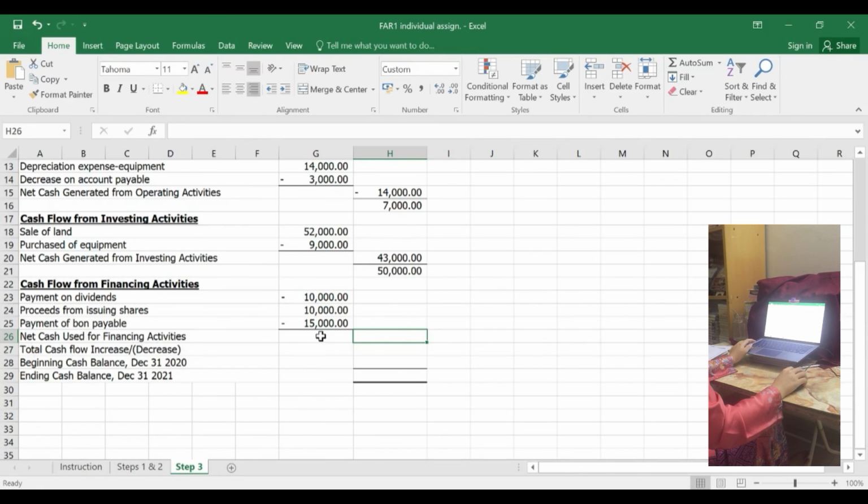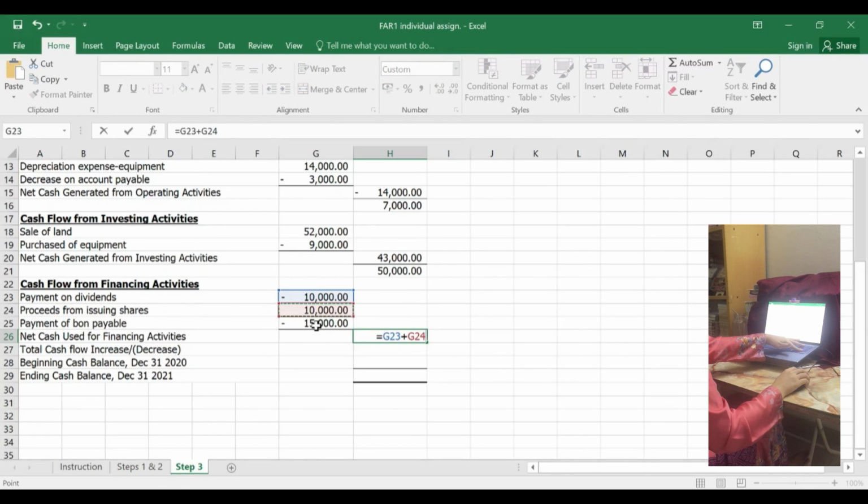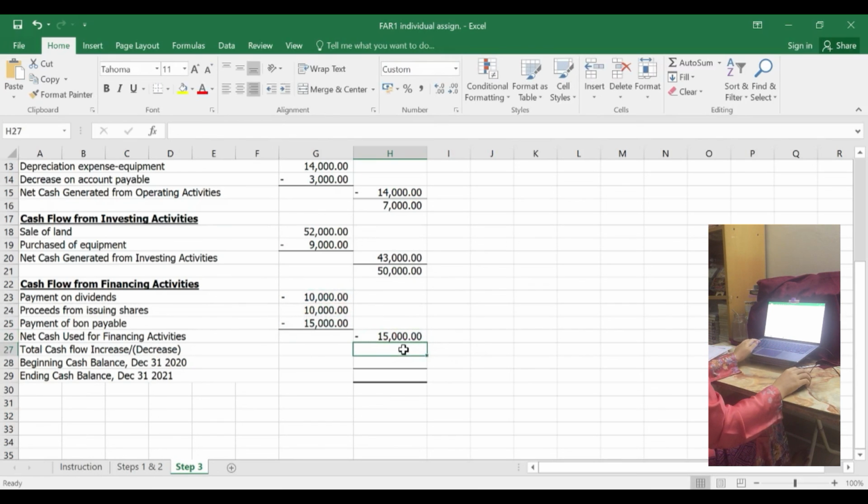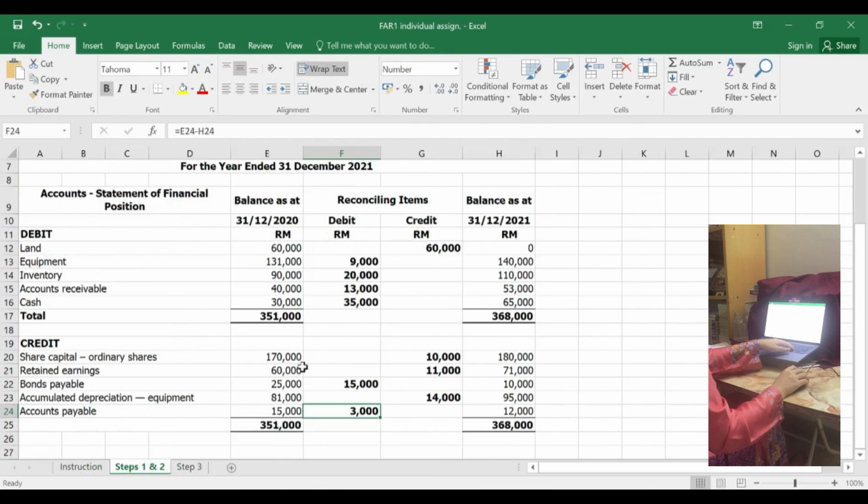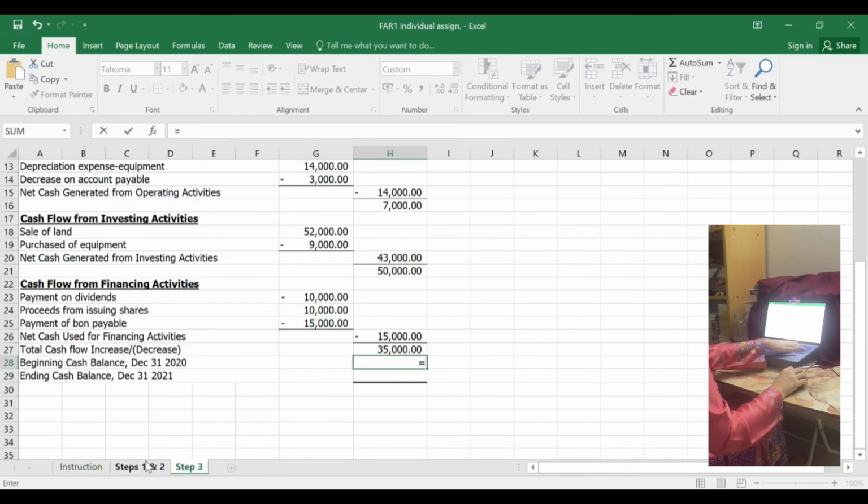To get the net cash used for financing activities, we have to sum up all the items that is in cash flow from financing activities. And we get a total of negative 15,000. Next, we have to use the 50,000 that we get earlier to add on to the net cash used for financing activities. And we get a total of cash flow of 35,000. The beginning cash balance on December 31, 2020 is 30,000. And last, the ending cash balance on December 31, 2021 is we get a total of 65,000.